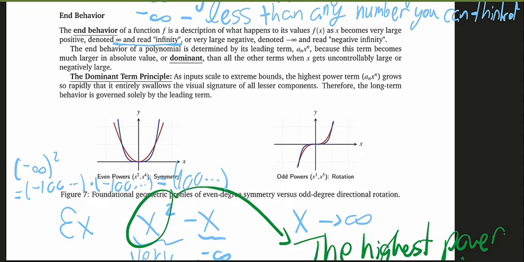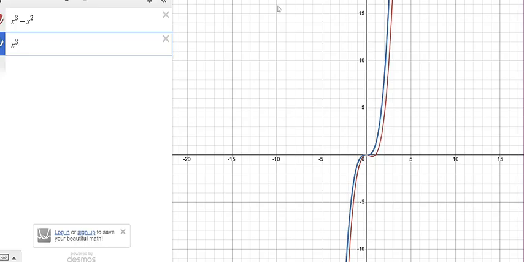Let me give you a little example with Desmos. Notice, if you will, this example. The red curve is x cubed minus x squared, and the blue curve is just the dominant term, the x cubed.